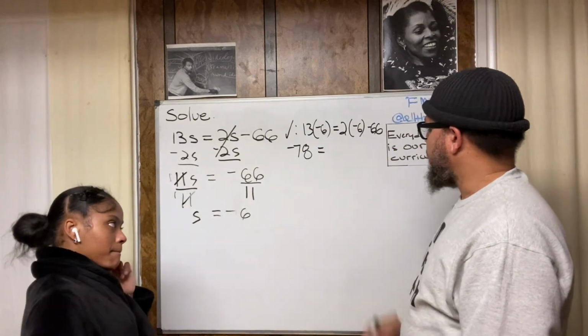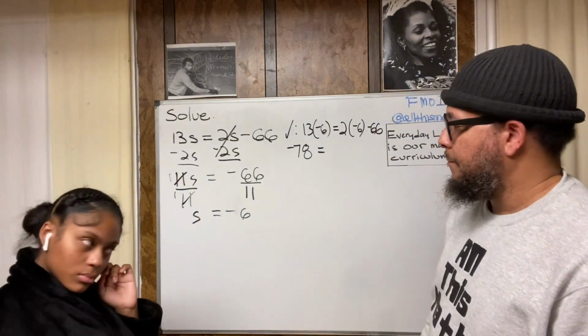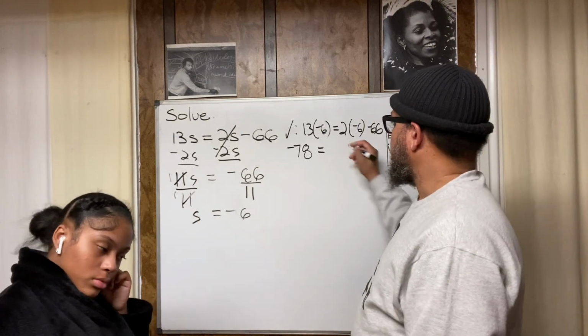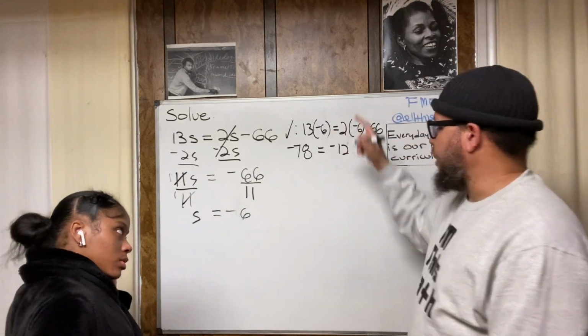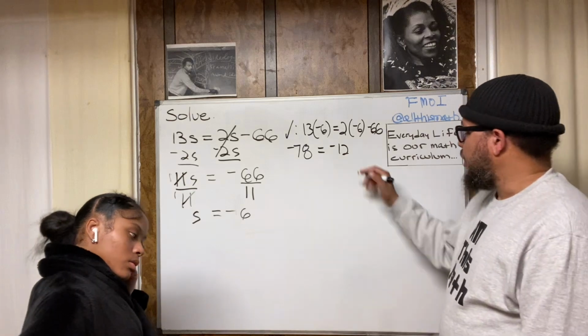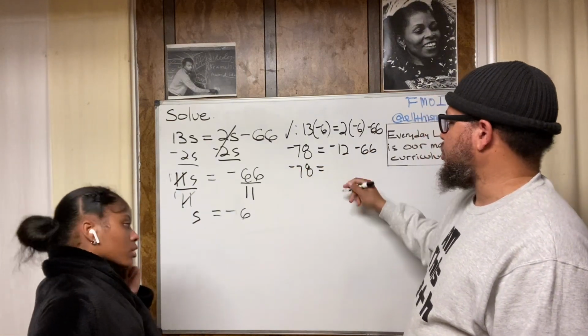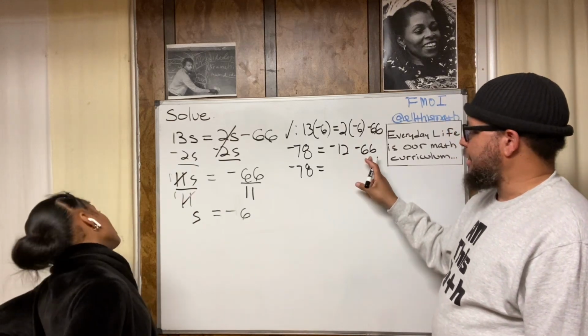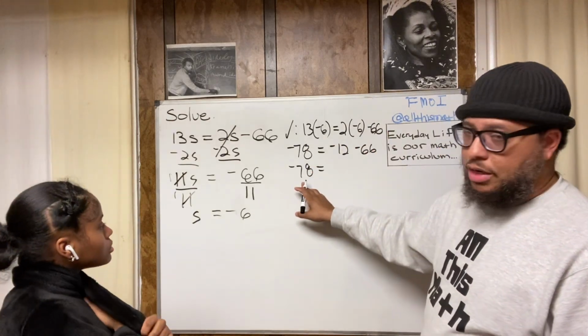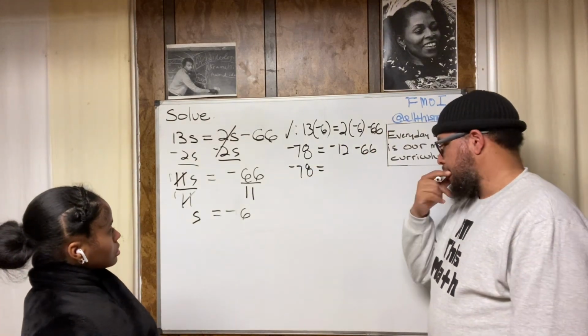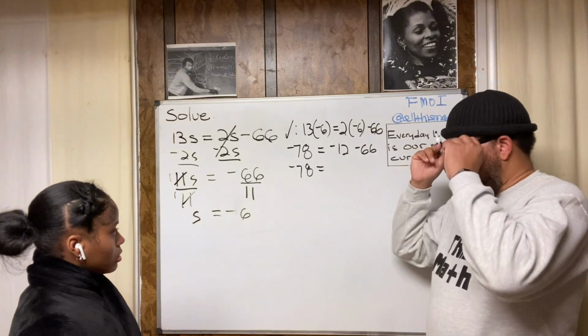What's 2 times negative 6? Negative 12. So we got negative 12, because a positive times a negative is always a negative. And then we got minus 66. So negative 78 on the left side. Is this a true statement? Is negative 12 minus 66 the same thing as negative 78? Is it? No. It's not?